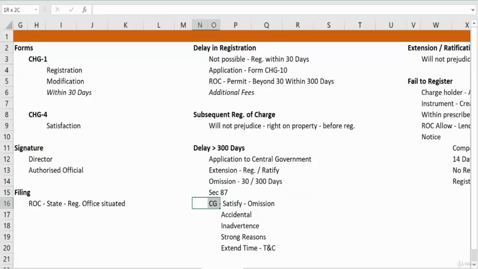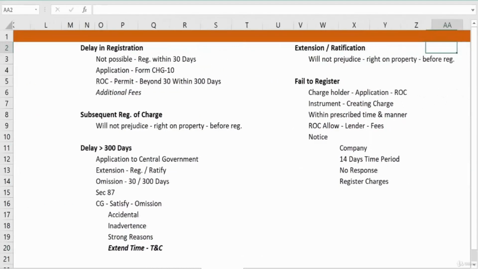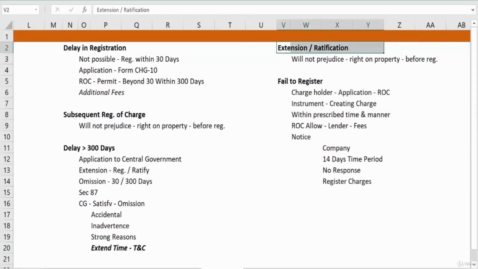If the central government is satisfied that this omission was accidental, or because of inadvertence, or there is some strong reason, and those reasons are not to prejudice the position of creditors or shareholders, then the central government may extend the time for registration or ratify the omission. But for that they will put some terms and conditions, whatever they deem appropriate. Understand one more thing: this extension or ratification will not prejudice any rights acquired in respect of the property before the charge is actually registered.